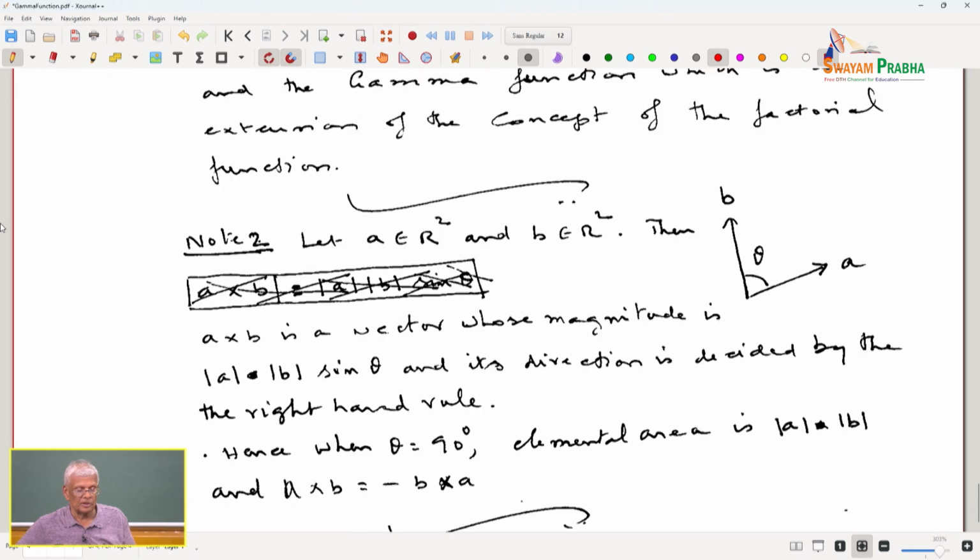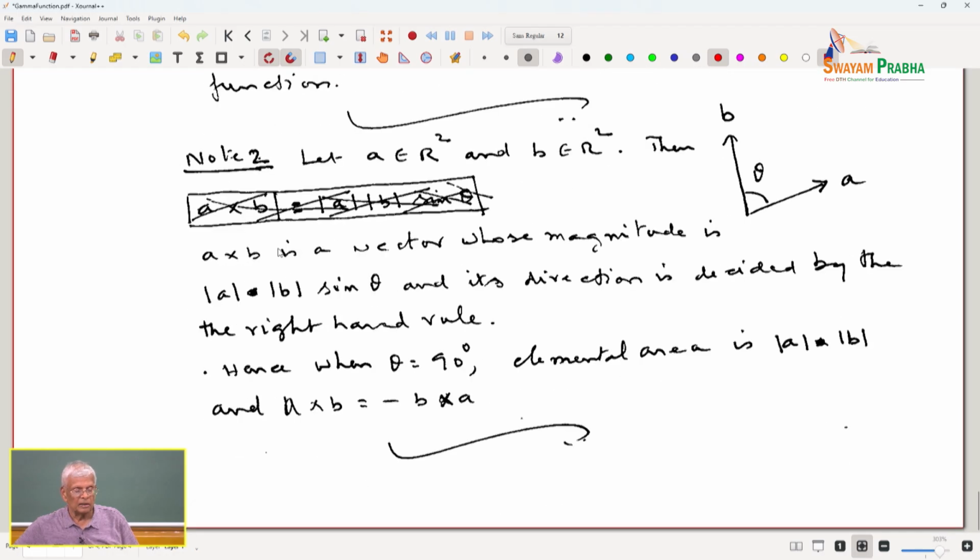That's what's important. Now note 2. If A is a two-dimensional vector, B is a two-dimensional vector, and the angle between them is theta, A cross B is a vector whose magnitude is given by absolute value of A, absolute value of B times sine theta, and its direction is decided by the right hand rule, A to B. Hence when the angle is 90, the elemental area is the product of the absolute value of A and the absolute value of B, and A cross B is minus B cross A.